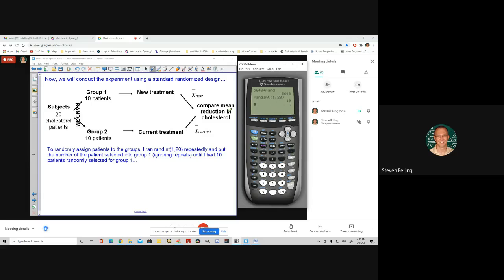And so I put patient number 19 in group one. And I did that again. And I picked another patient. If I had repeats, I ignored it. And I kept doing this until I found randomly 10 of these subjects and they went to group one. And then everybody else was placed in group two.